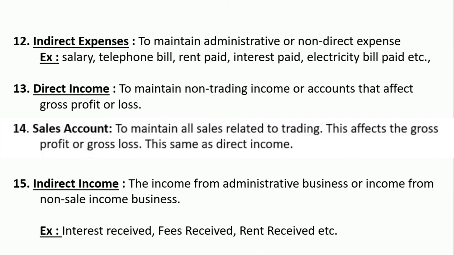Next, the 15th one, that is the last primary group of Tally, indirect income. The income from administrative business or income from non-sale business. Maybe we can say all service-oriented businesses, we can take it as indirect income. That means service-oriented business income, maybe interest received, rent received, commission received. We can take it as an indirect income.